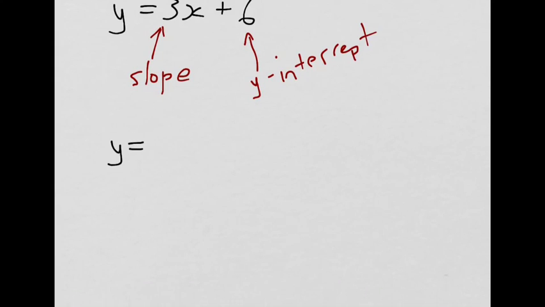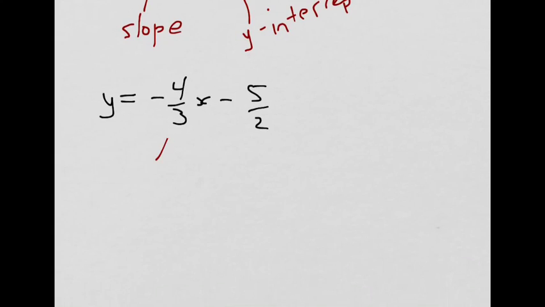If we have y equals negative 4/3 x minus 5/2. Anyone want to guess what the slope is now? Negative 4/3. Right, this is the slope. Where does it cross the y-axis? Negative 5/2. This is the y-intercept.